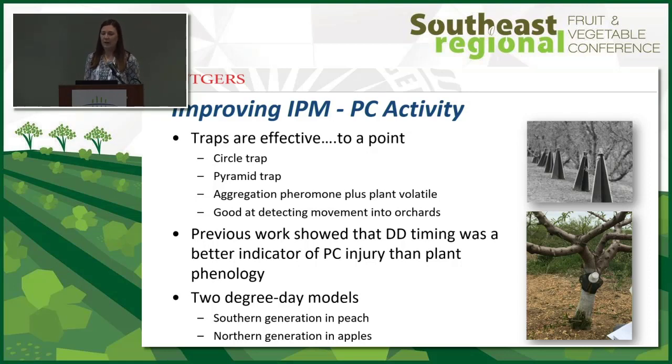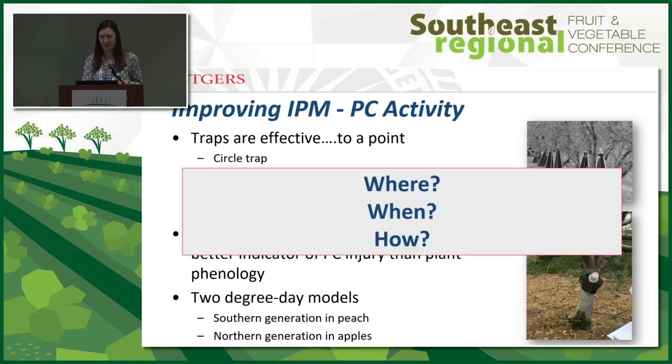We've done some work on degree day timing, that it is a better indicator of PC timing, PC activity than just plant phenology, like shuck split or petal fall, but it's also complicated. So we do have 2 degree day models, a southern one for the southern generation and a northern generation in apples. These 2 populations of Plum curculio are genetically different, but we actually use the southern generation model in New Jersey, even though we're up north, right?